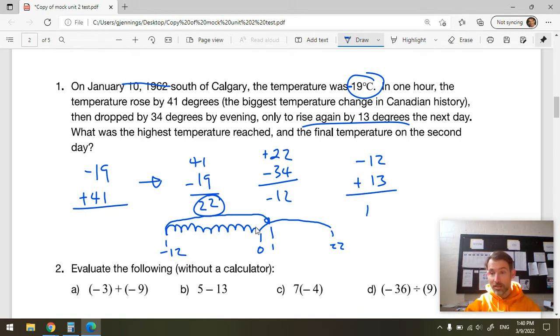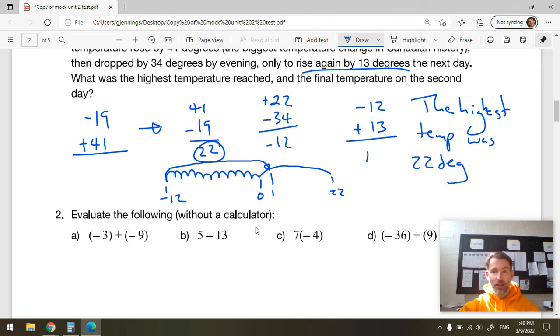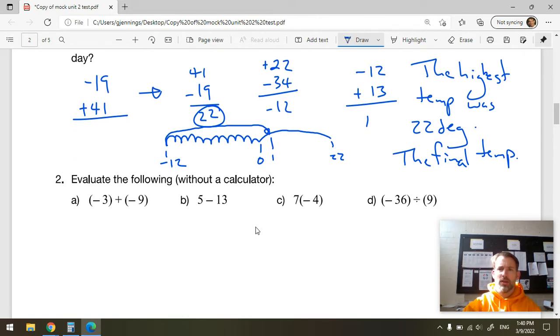Now for a question like this, give a sentence answer. All right, so I would say the highest temperature, high has an H in it, was 22 degrees. The final temperature was 1 degree.